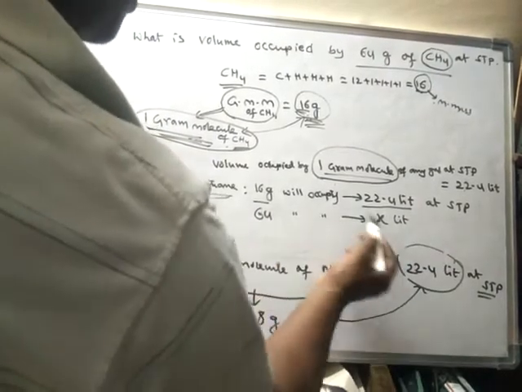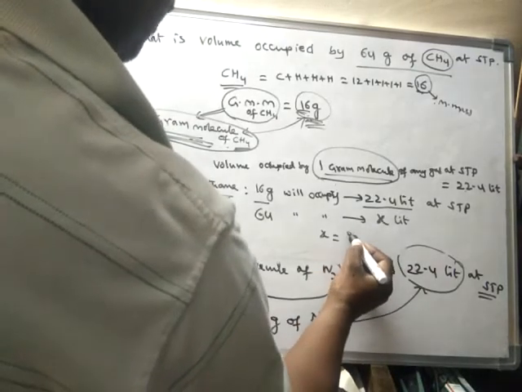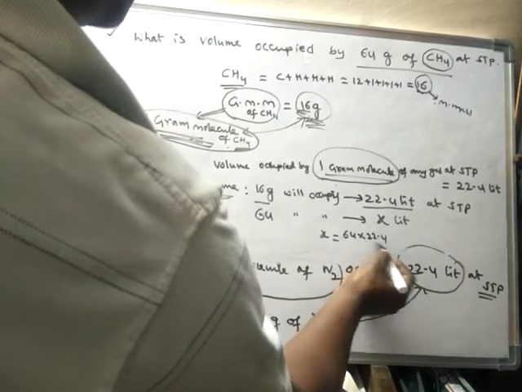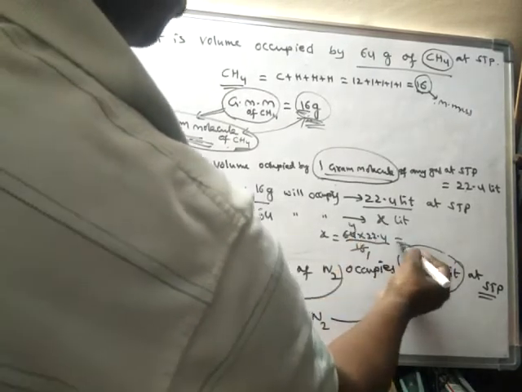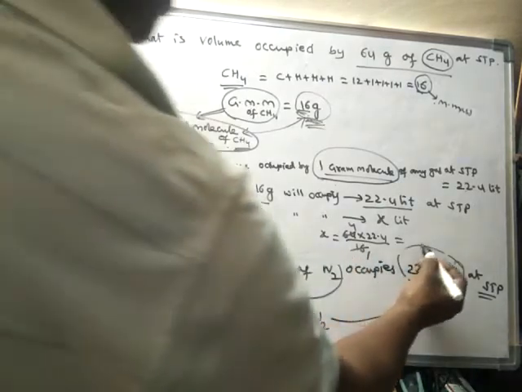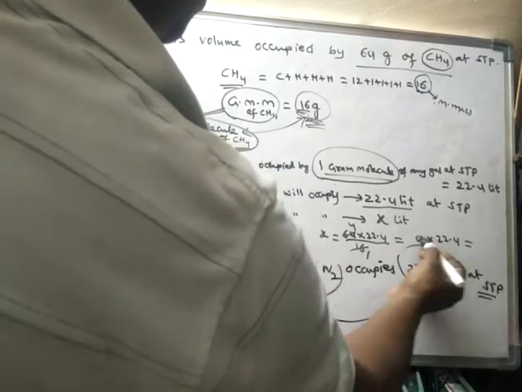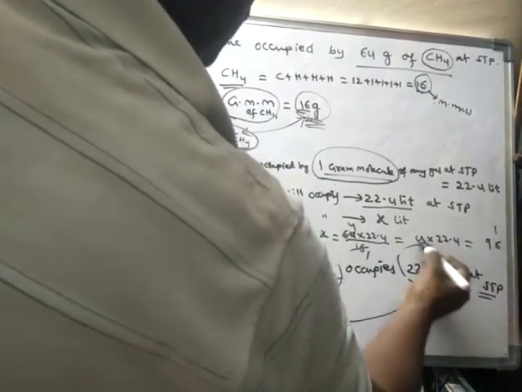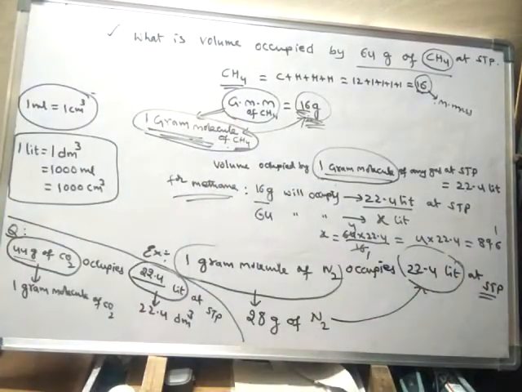Then upon crisscrossing, you will get what? X is equal to 64 into 22.4 by 16. 16 ones are 16, 16 fours are 64. So how much will it occupy? 4 into 22.4 liters. 4 fours are 16, carry 1, 2 fours are 8, plus 1 is 9. Okay, so 89.6 liters.